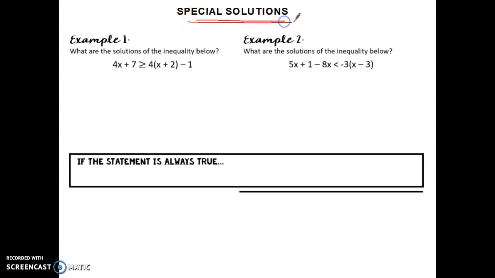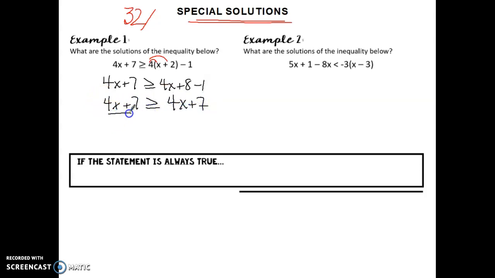This is going to be page 32 in your ISN, the very last page we've glued in. And we get some special solutions, just like we did when we solved inequalities. You still are following all the same steps. So you are going to have to distribute. So you have 4x plus 7 is greater than or equal to 4x plus 8 minus 1. You have to combine like terms. 4x on either side, 4x plus 7 has to be greater than or equal to 4x plus 7.